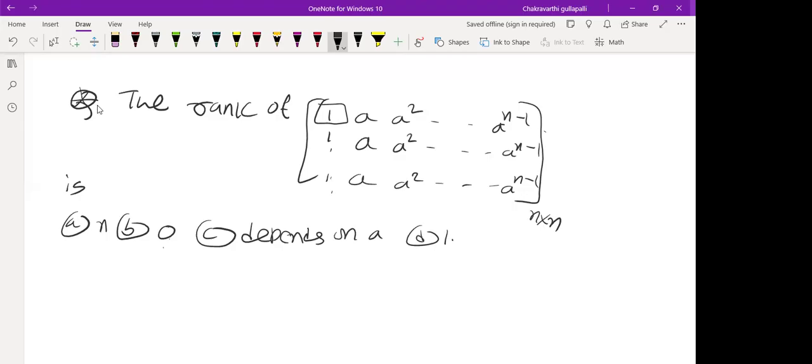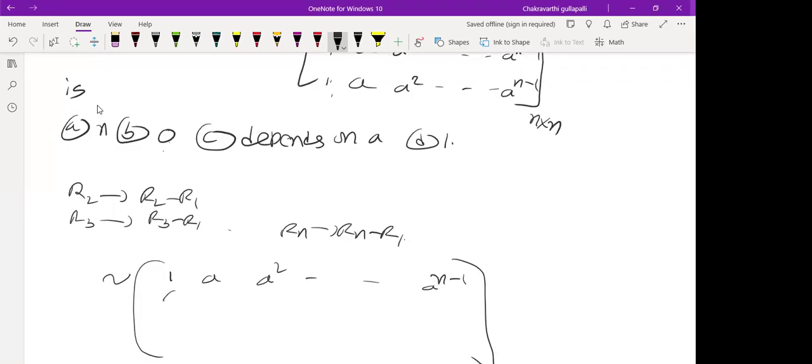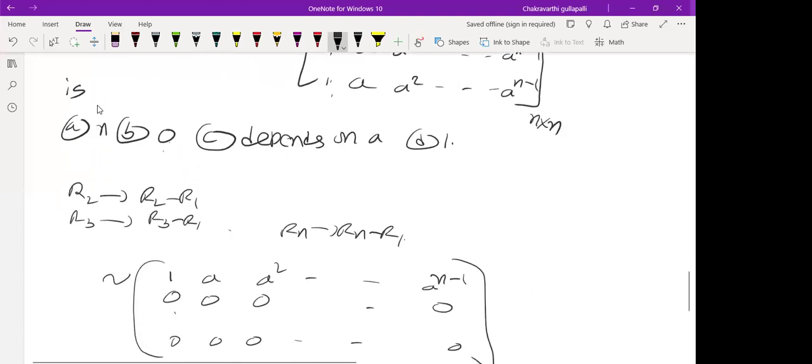So, this is the leader of the first row. We have to make zeros below. How to make zeros here? This is the second row, and this total is the nth row. Apply the operation for R2: R2 minus R1. For R3: R3 minus R1, etcetera, Rn minus R1. Then we get 1, a, a square, a power n minus 1. Remaining all are zeros. Yes or no? R2 minus R1 gives 0, R3 minus R1 gives 0, Rn minus R1.